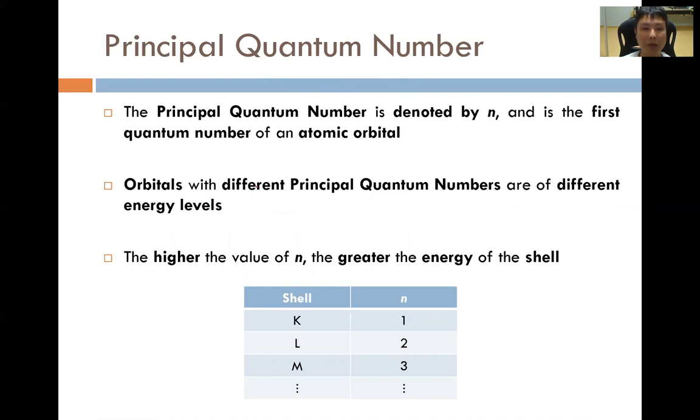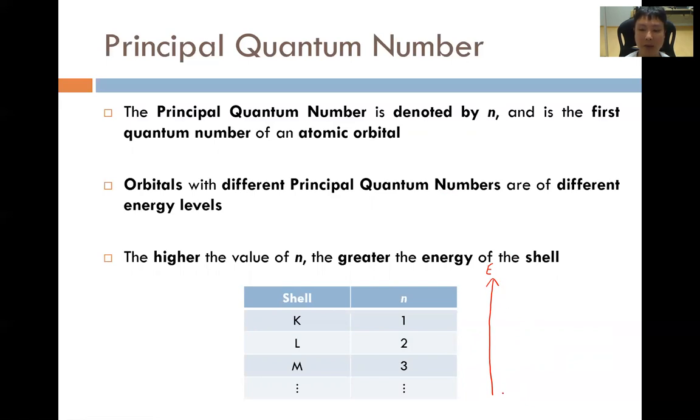And orbitals with different principal quantum numbers are of different energy levels. So the way that you should think about principal quantum number is basically their energy levels. If I were to draw a y-axis and put an E here, at the bottom will be the lowest energy atomic orbitals, and at the top will be the highest energy atomic orbitals.